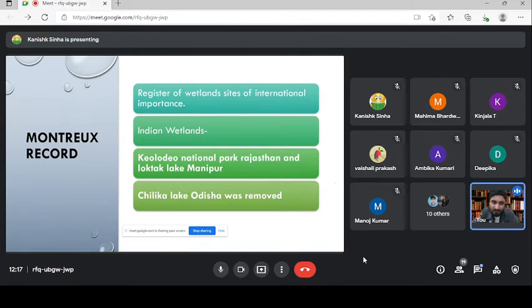I hope the speed is clear to everybody. Just mention in the chat box if the speed is okay for everyone.